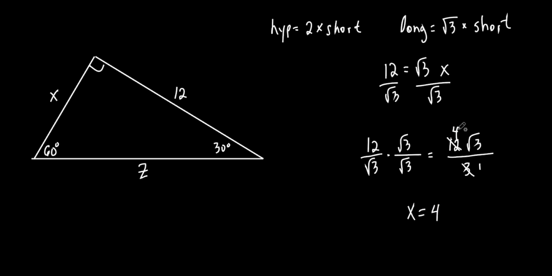4. It's not 44. Did you say 44? Okay. It's just a 4 what? Times. Not to the. Okay, it's a big difference. This is not an exponent. It's 4 times the square root of 3. And that is your answer for the short side. That's x. That's 4 square root of 3.